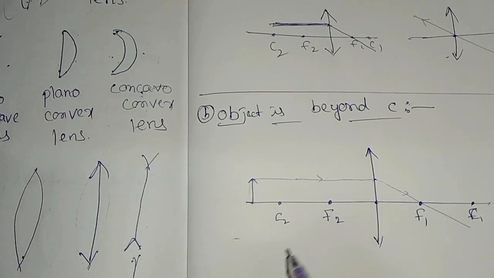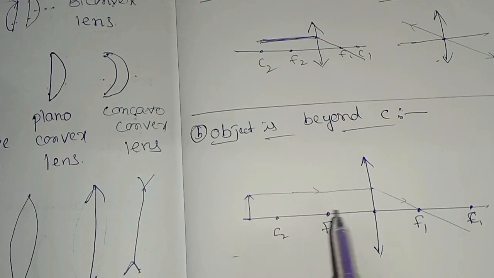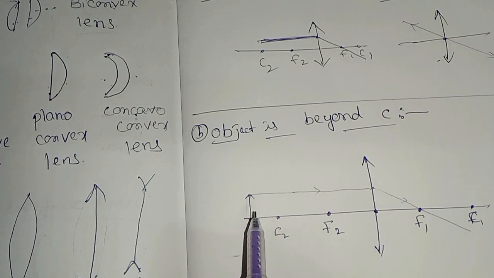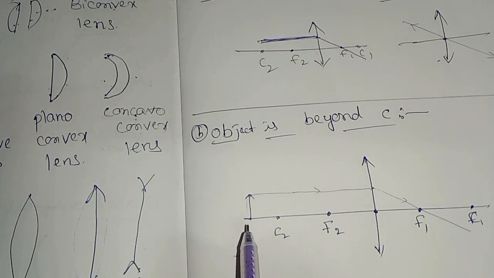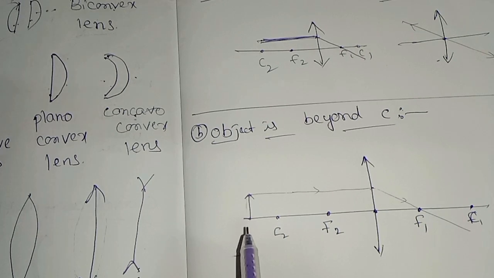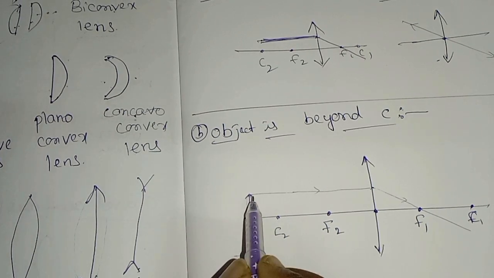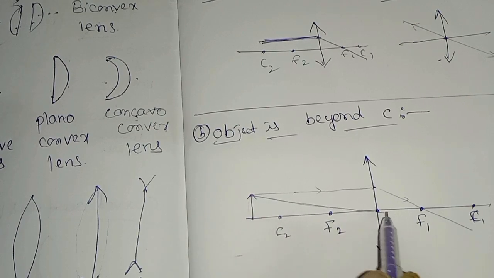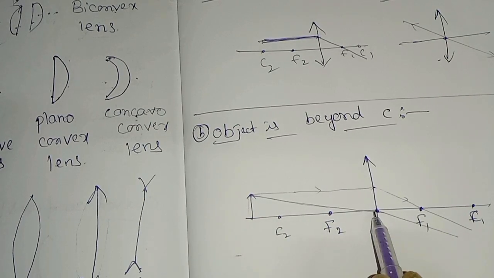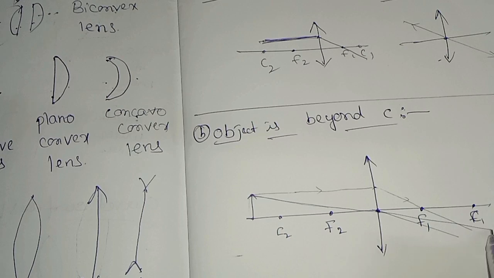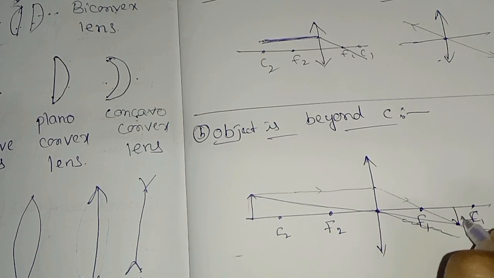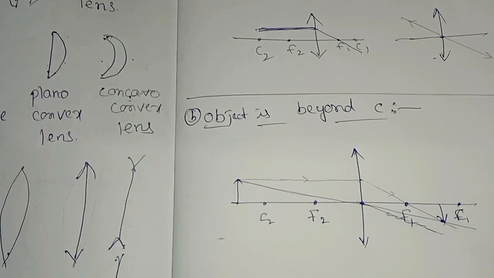Second rule, any light ray passing through the optic center will not deviate. This is our optic center, right? So, like this. Use scale while you are drawing. So, here they are intersecting. It is the intersection point, right?